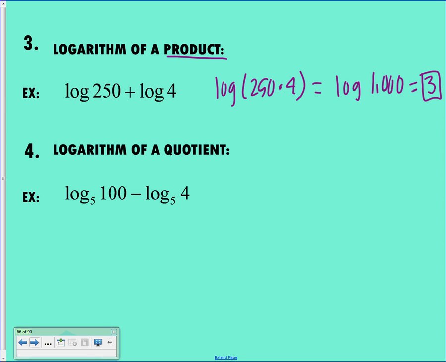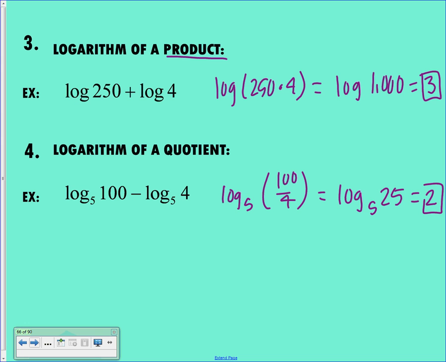Number 4 is logarithm of a quotient. If we are subtracting, we can put those two things together by dividing. So I'll have 100 divided by 4. Again, that's going to help us because log base 5 of 25, since 100 divided by 4 is 25, we know 5 squared is 25, so we can simplify that all the way down to 2.